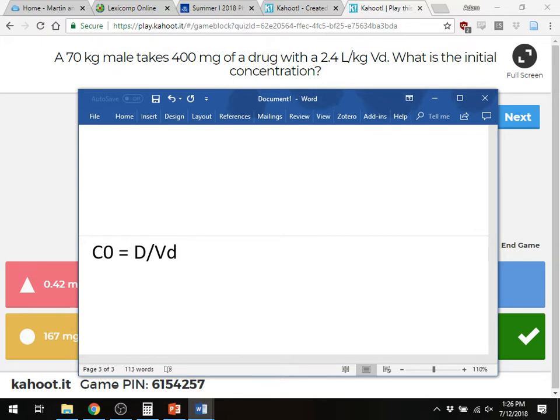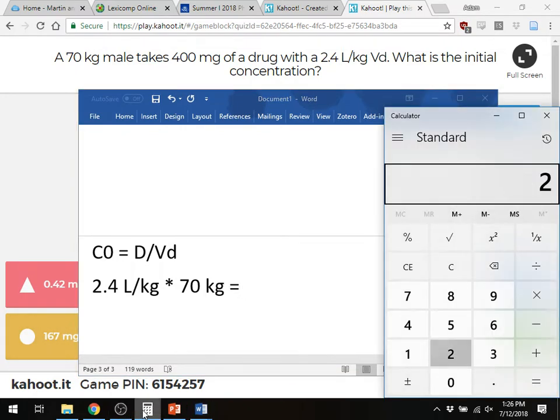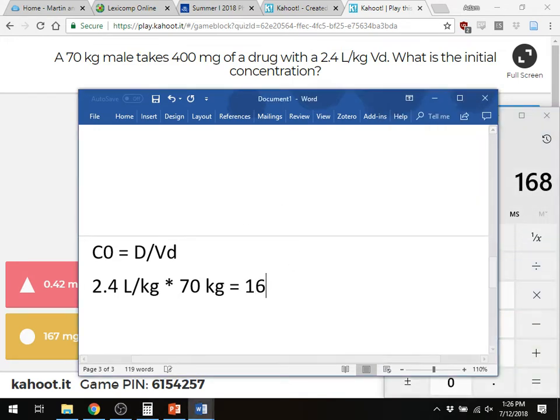So we know it's 2.4 liters per kilogram. We're going to multiply that by 70 kilos, right? Because that's how much a patient weighs. And that should equal out to be what? So I do 2.4 times 70 equals 168. Good. What's my units here? Liters. Good. So liters, because I've now taken the patient's weight, factored that into the equation here.